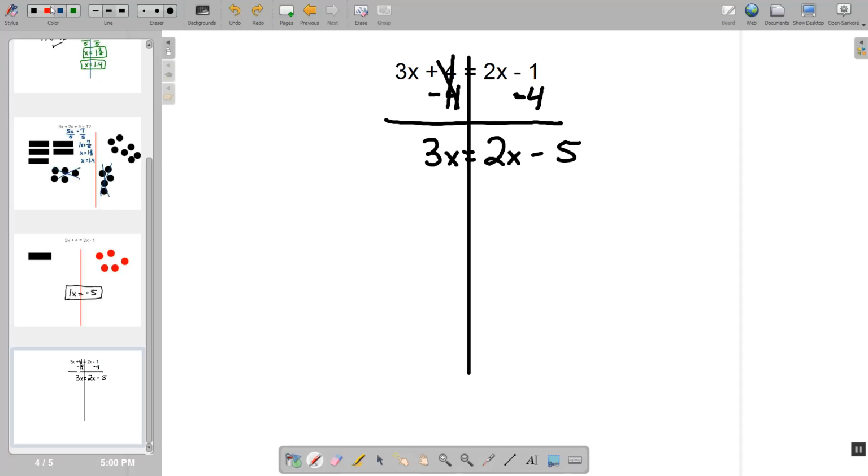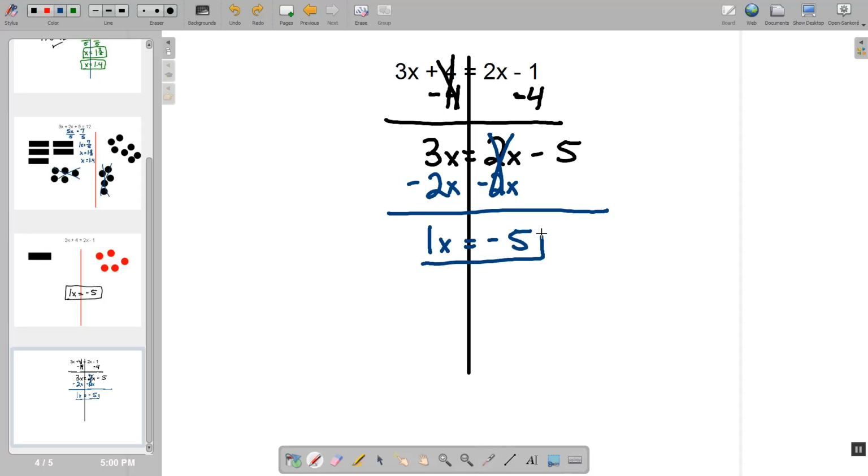Now I need to move the x's left by subtracting 2x from both sides. So these are equal to 0. 3x's minus 2x's is equal to 1x. And I get 1x equals -5.